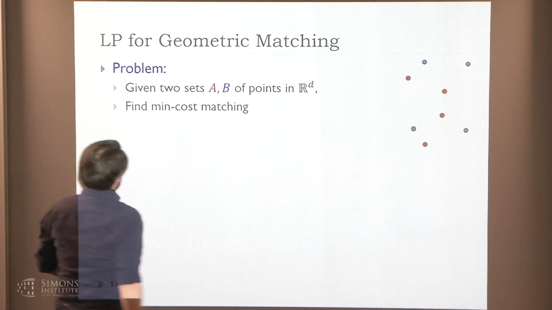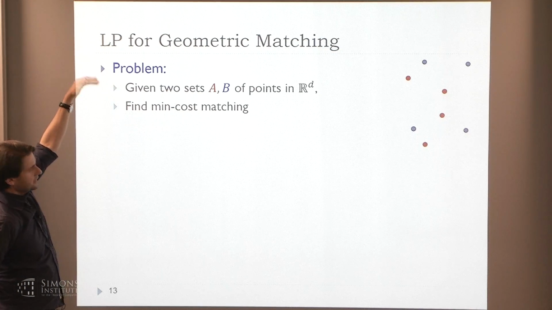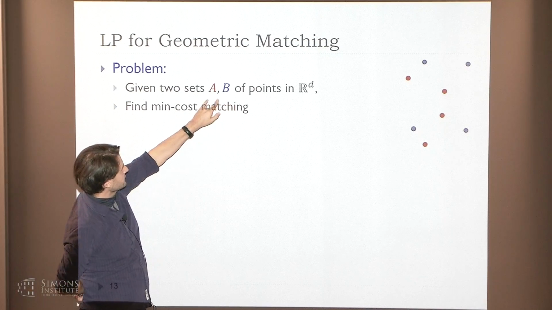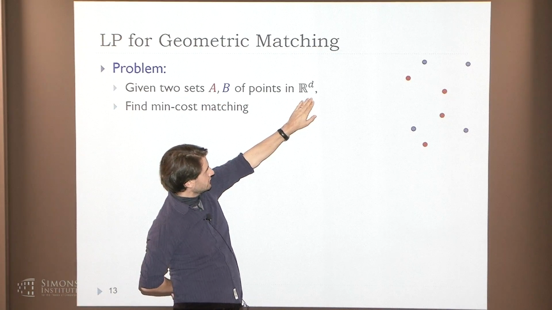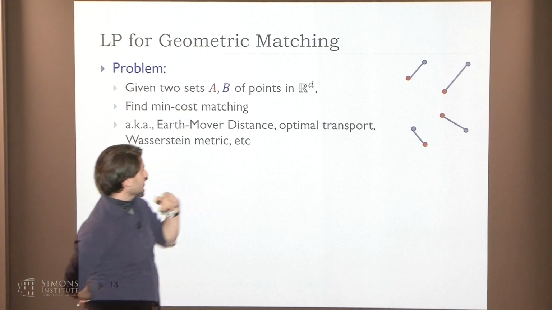So the problem is the following. It is bichromatic min cost matching. Given two sets A and B of size, let's say n, in some d-dimensional Euclidean space, we need to find a min cost matching. So this is an example.